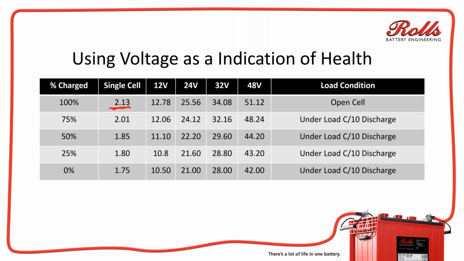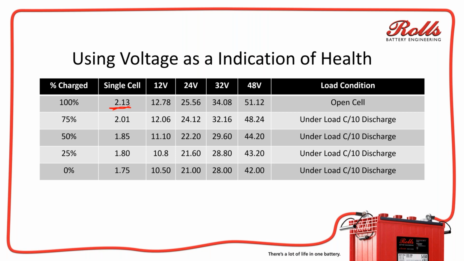So when you're taking voltage measurements on your battery, you need to do it two ways. One, you need to shut your whole system down, put everything in bypass, and then measure your individual batteries. How many people with an off-grid solar system are going to shut their entire system down and let it rest? Not many people at all. So you want to measure that 2.13 volts per cell at rest.